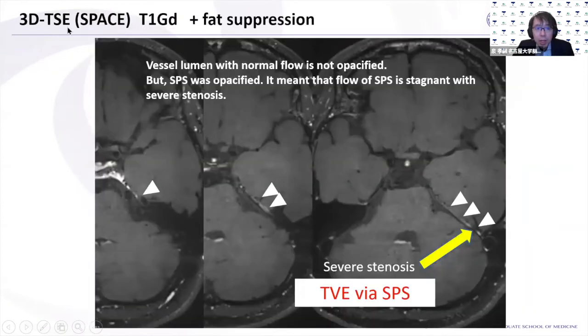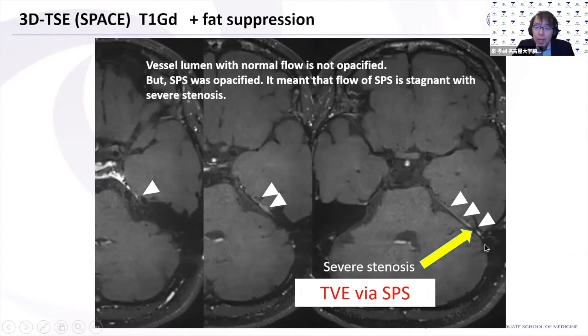Next, 3D TSE SPACE T1, gadolinium enhanced and fat suppression. In this image, the vessel lumen with normal flow is not opacified. Like this, here, the ICA is black. But the SPS was opacified. It meant that the flow of the SPS is stagnant with severe stenosis. We can see severe stenosis of the SPS.